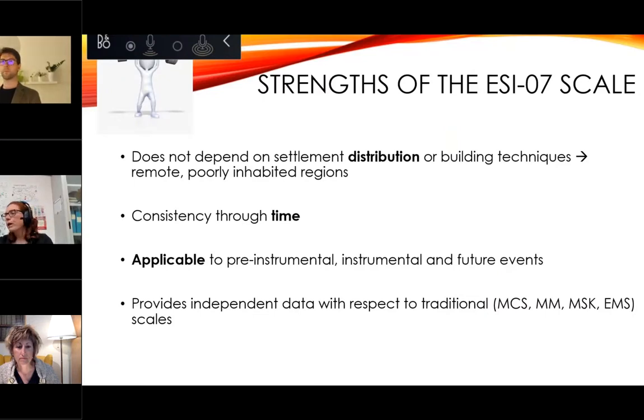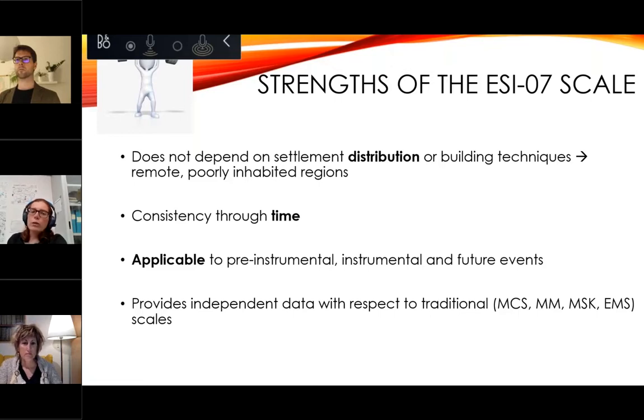So coming toward an overview of the presentation, which are the strengths of the ESI scale, so where it is best applied. One of the interesting points is that natural effects, or let's say nature, is everywhere, so natural effects do not depend on the distribution of buildings or of infrastructures. And they also do not depend on building techniques.